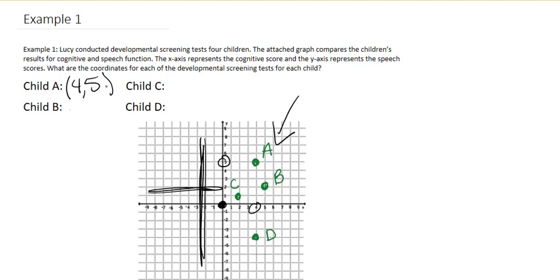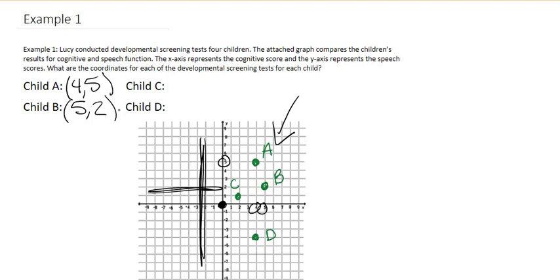Now for child B, when we look at the x-axis, we're actually at 5. So, in order to get to child B where it's at, we would put 5 right there. Now we look at the y-axis, and from the origin, we have to go up 2 spots in order to get to B. So we would write 2. Now, both sets of these numbers are all positive. So this means that neither of these children have any developmental delays.